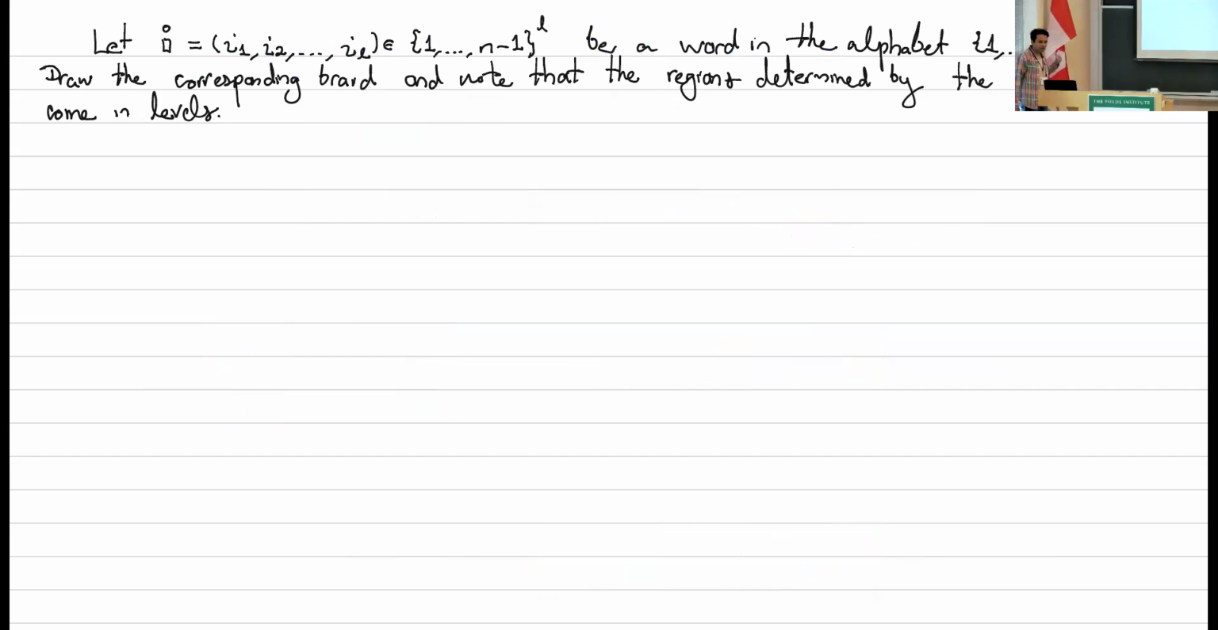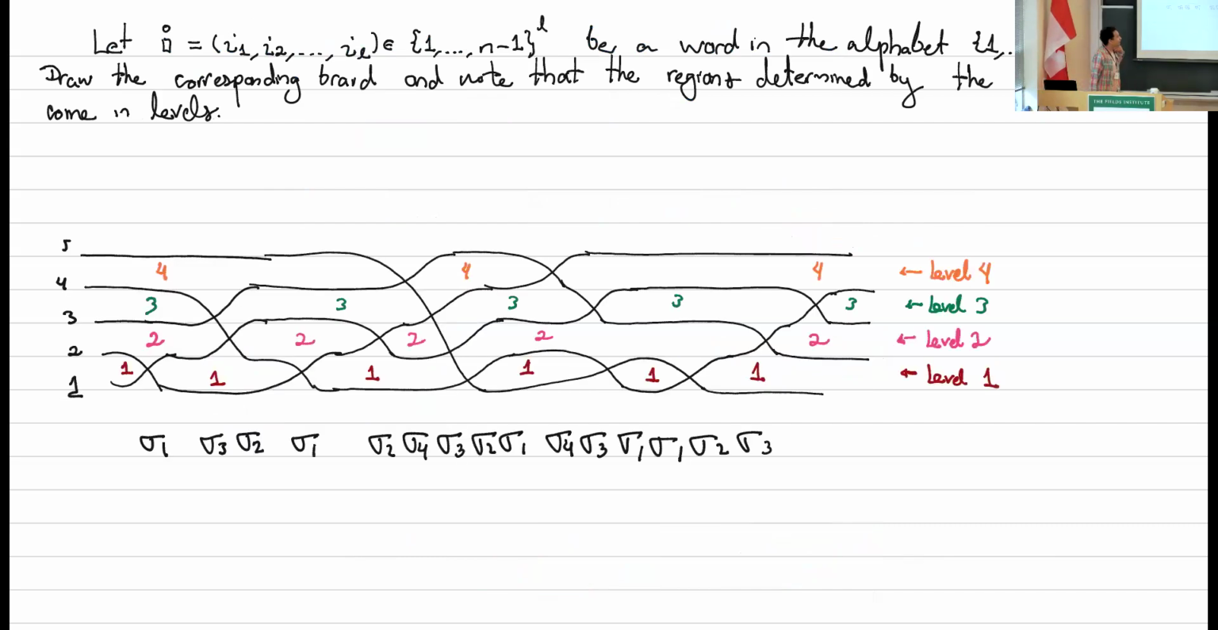Okay, so you start with a word in this alphabet, 1 through n minus 1. You draw the corresponding braid, and, well, here's an example. And note that the regions that are determined by this braid come with levels. So if you want to determine the level of a region, for example, this region, just move straight down and count how many strands you pass. Okay? So this is level 4 because here I pass 1, 2, 3, 4 strands. And crossings count as 2 if you want. Or you can just draw a generic vertical. Okay.